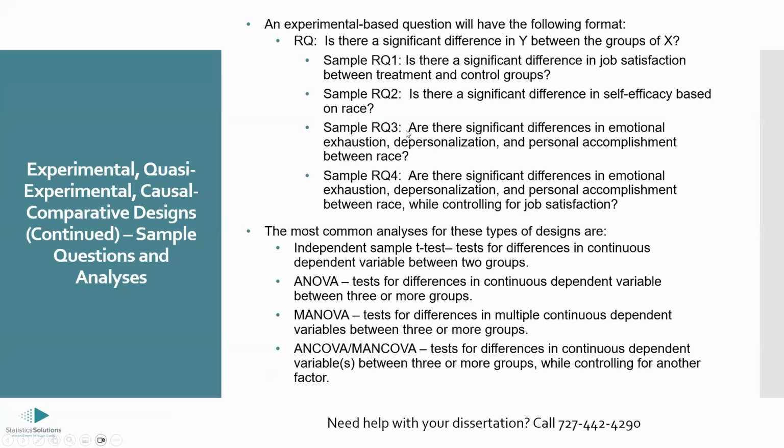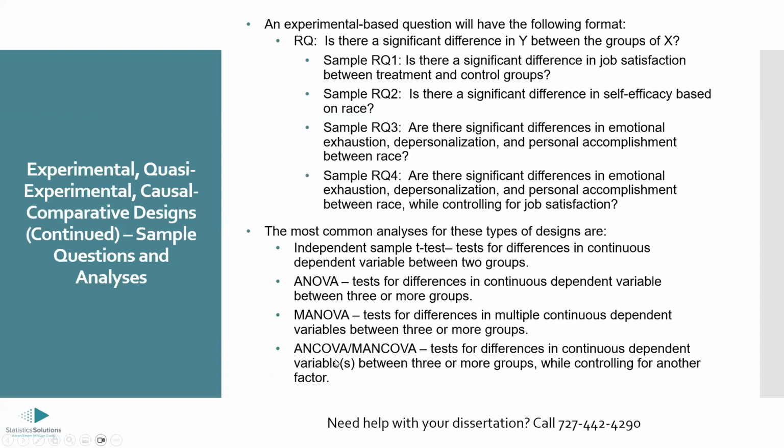Question 3, we have 3 dependent variables, not just 1. We have emotional exhaustion, depersonalization, personal accomplishment. So if you have more than 1 dependent variable, then you can run a MANOVA. So that's a multivariate analysis of variance. That just means you have multiple dependent factors.